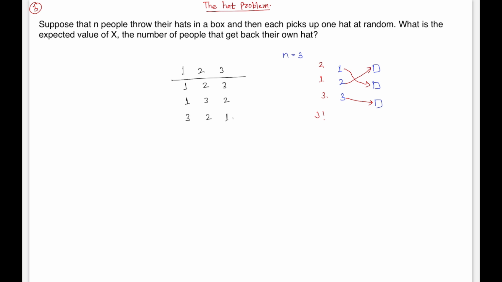Let me write down all the possibilities that we could have. This is one, or maybe this is one of the possibilities, right? So there are 6: 1, 2, 3, 4, 5, 6, right? Now if I ask you what will be the probability that each person got his own hat, right?